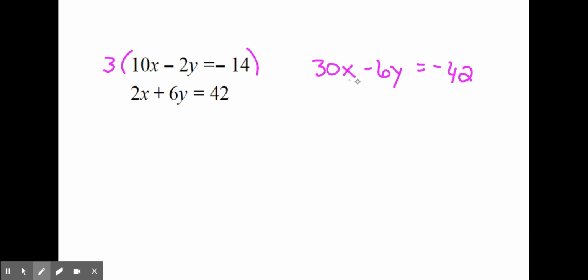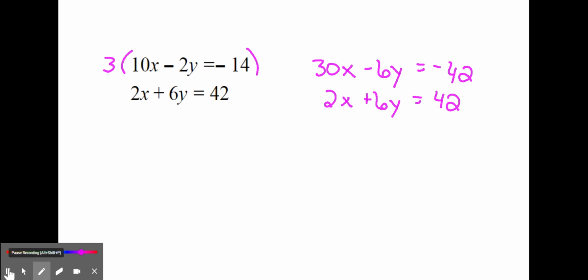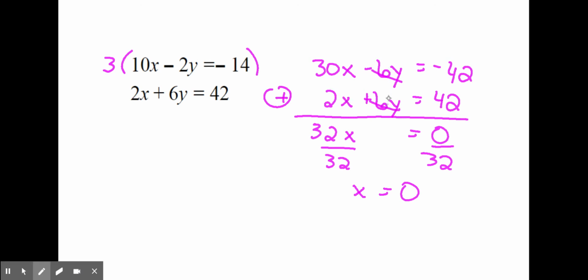You should get 30x minus 6y equals negative 42. 3 times 10x is 30x. 3 times negative 2y is negative 6y. And 3 times negative 14 is negative 42. Copy the second equation underneath it. Now I want you to choose or to look and see which variable you're eliminating. Eliminate it and solve for the other variable. My matching coefficients had different signs, so I added, and I got that x was 0.